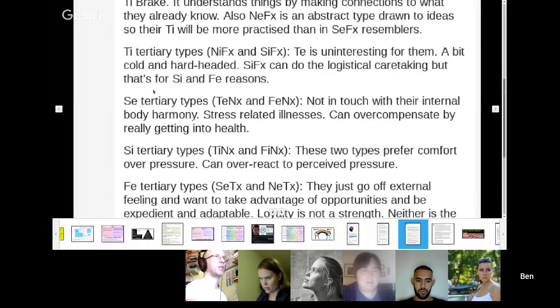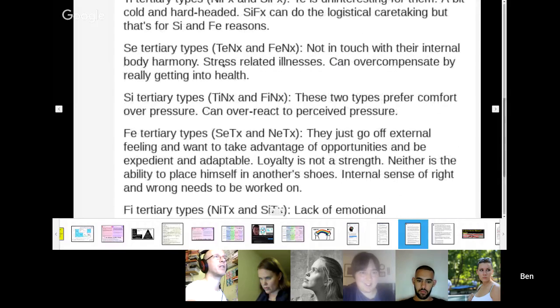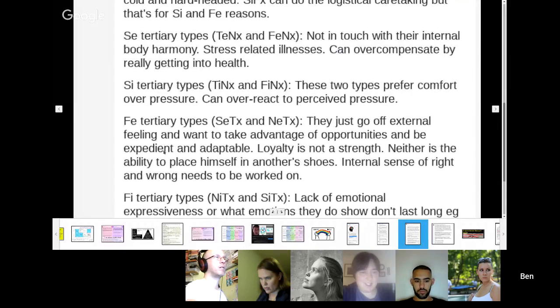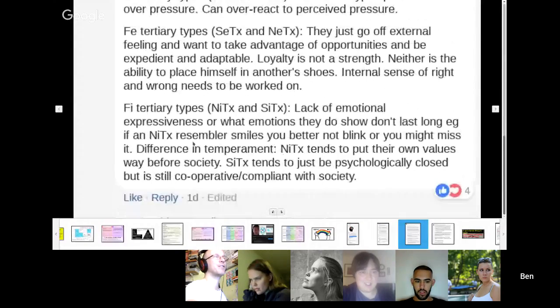TI tertiary types, INTJ and INFJ and ISFJ. SE tertiary types, ENTJ and ENFJ. FE tertiary type. No, that's not the right one. I'm looking for FI tertiary types. There we go. Lack of emotional expressiveness, or what emotions they do show don't last long. You might miss it.